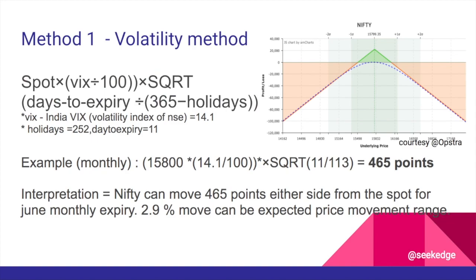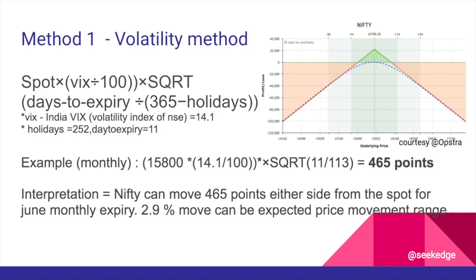Now how do we find this? There are different methods. We're talking about 4 methods. The first method is the volatility method. You can see the formula. If you apply this formula in Excel, you can easily find out what could be the range. What does the formula say? You're multiplying the spot price by the VIX divided by 100, and then multiplying that by the square root of the days to expiry divided by 360 minus the holidays.